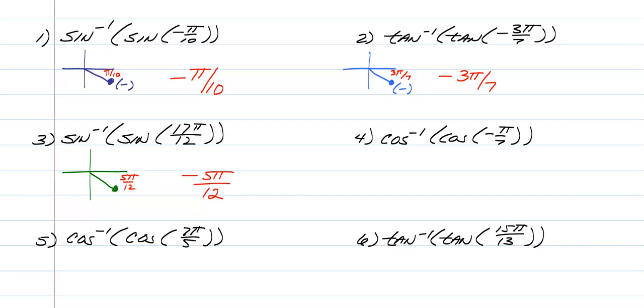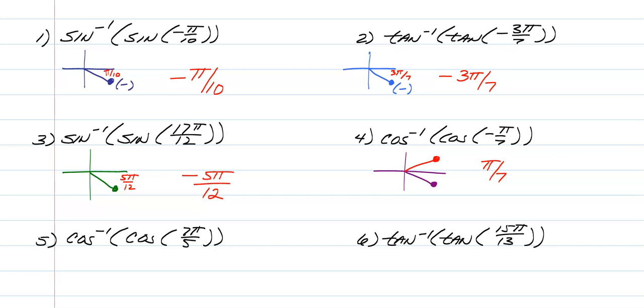Let's try another one. Cosine of negative pi over 7 is somewhere down there. Now you have to remember cosine is still positive there. So if cosine is positive, that answer is going to be given to you somewhere up here. So cosine is positive at pi over 7, not down at negative pi over 7. Okay? So you have to just work with this because it's telling you where to go.